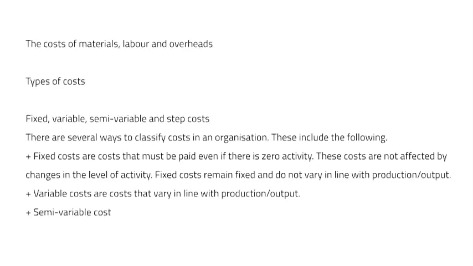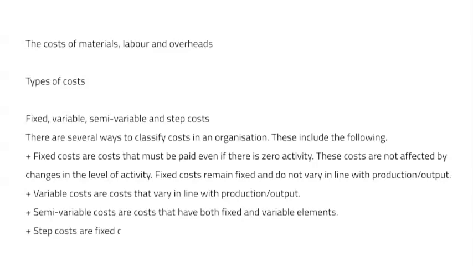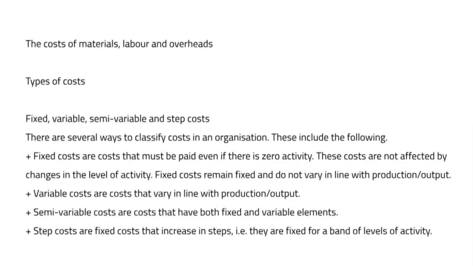Variable costs are costs that vary in line with production or output. Semi-variable costs are costs that have both fixed and variable elements. Step costs are fixed costs that increase in steps, i.e. they are fixed for a band of levels of activity.